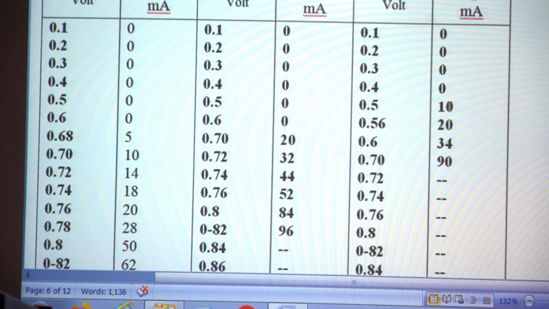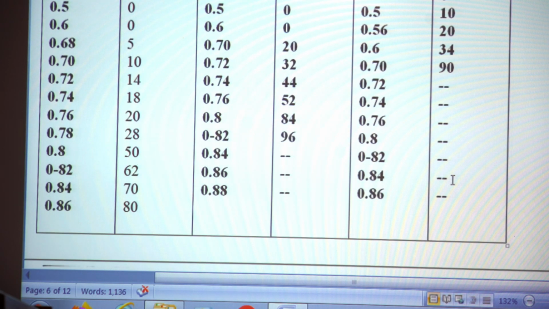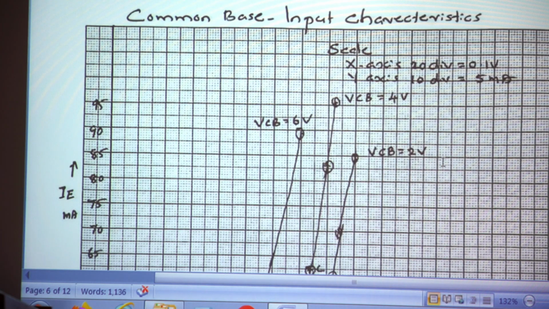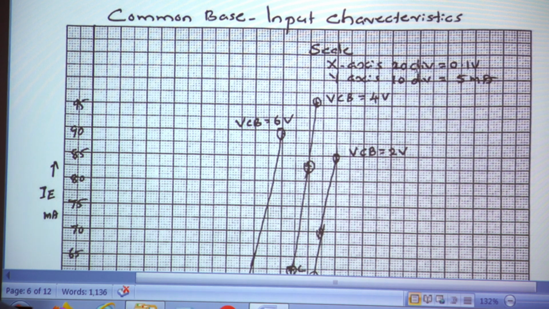Then at 0.5 volt the emitter current starts flowing, that is 10 milliampere. At 0.6 volt it is 20 milliampere, and at 0.7 volt it becomes 90 milliampere, and thereafter it gives a value higher than 100 milliampere. So that is about the input characteristics. So we plotted a graph here, that is for the common base input characteristics.